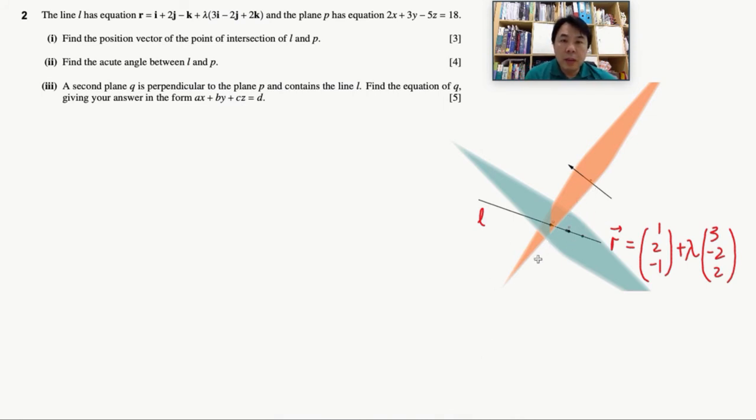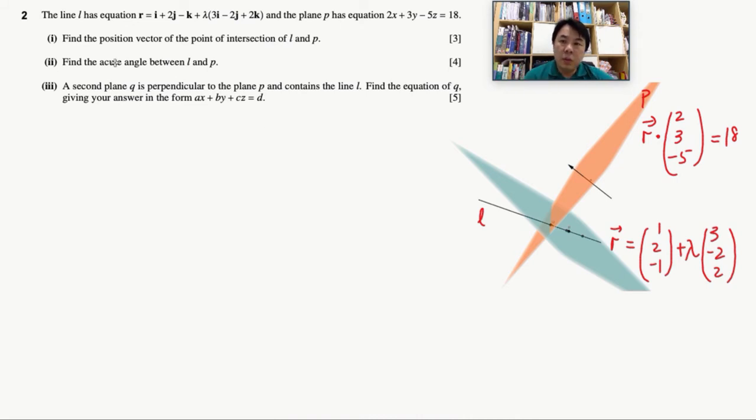And then we also have the plane P. This is plane P. Plane P has these equations here. I can write down the plane equation in the form of a vector: r dot (2, 3, negative 5) equal to 18. Now that will be the plane equation for P.